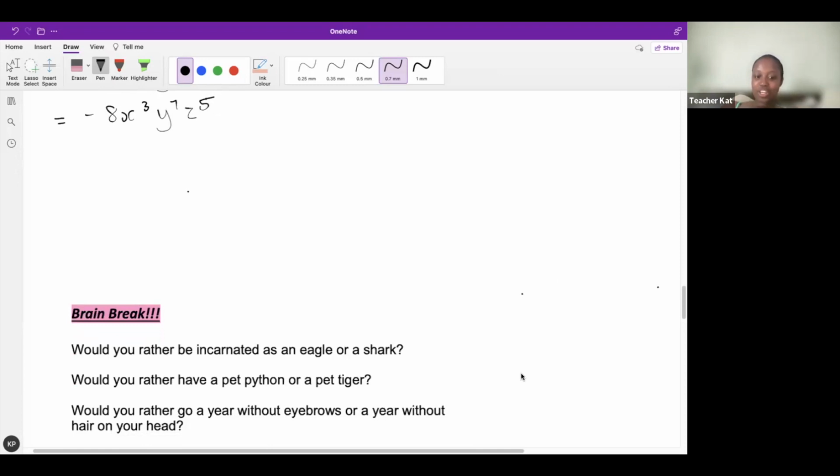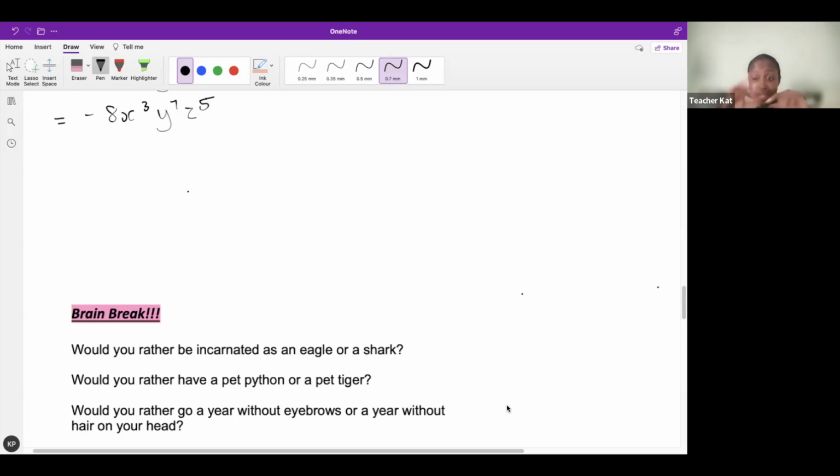Would you rather go a year without eyebrows or a year without any hair on your head? Like absolutely nothing. So you either have no eyebrows or you have no hair on your head. What do you guys say? No hair. Caleb's like, there is no way. Caleb, do you know how strange you look without eyebrows? Oh my goodness. You look so strange without eyebrows, guys.